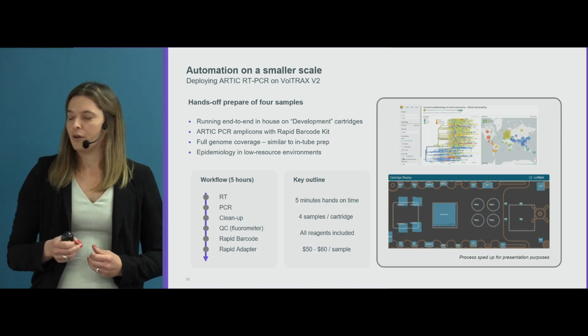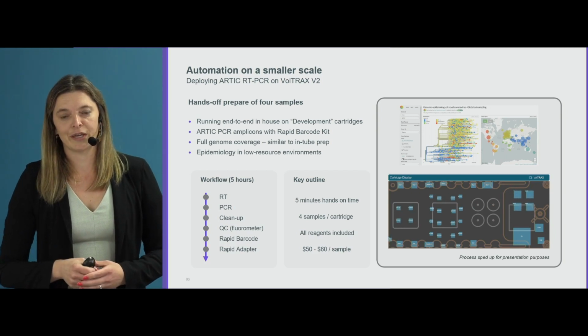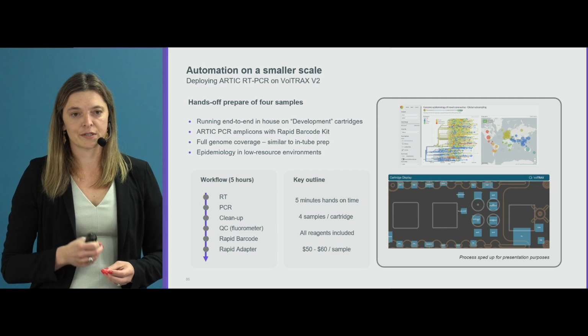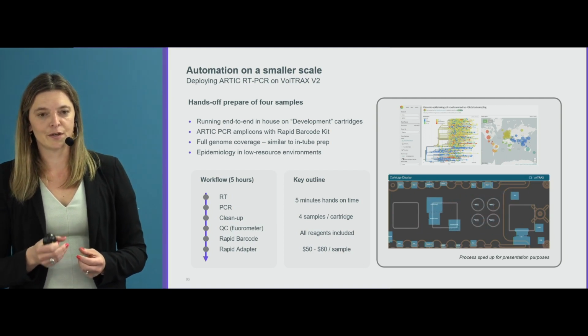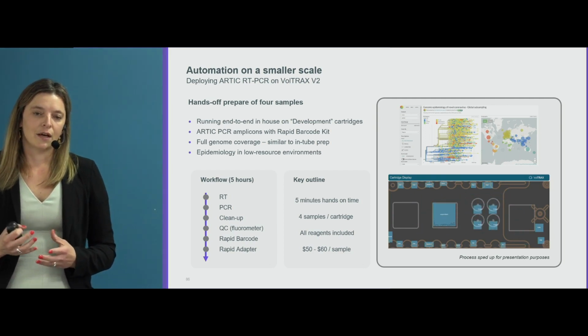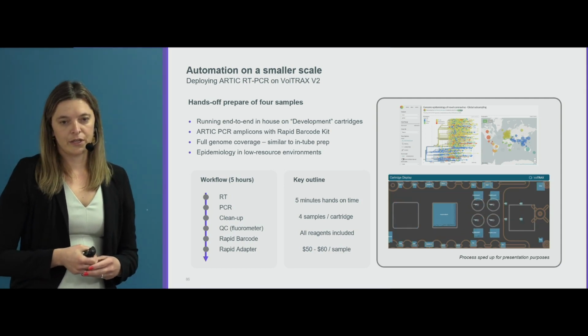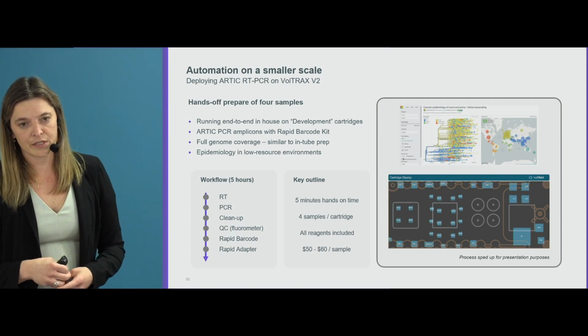So the video that we've been showing is actually the Arctic prep running on Voltrax. It does an RT, it does a PCR, it cleans up, it does a QC. Then we add our rapid barcodes, rapid adapters, and we get the resulting library ready to sequence.